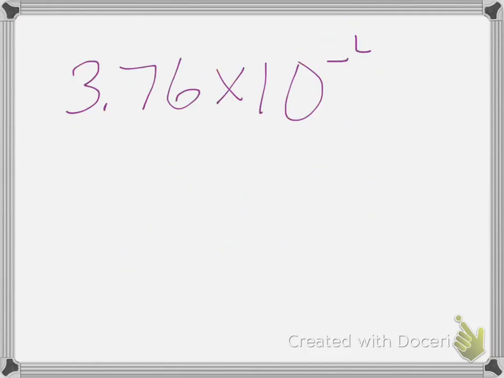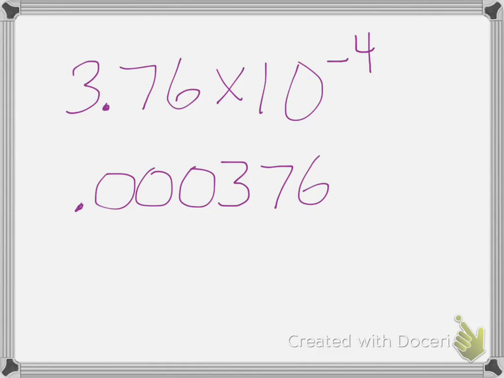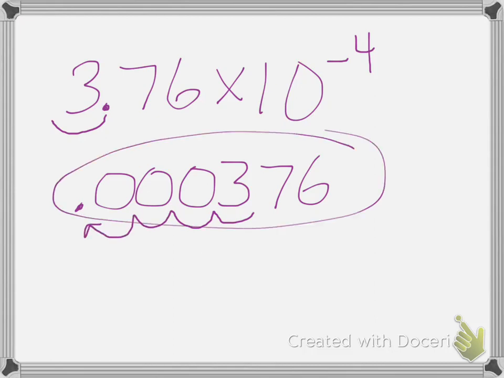If I had this, then I know the number's got to get smaller because it's a negative exponent. So my decimal's got to move to the left, because that's how numbers get smaller when the decimal's in front of them. So if I move the decimal 4 times, it's going to look like this. Notice I only had 3 zeros because I had to move past the 3. And that was 1, 2, 3, 4. So then this is my answer.